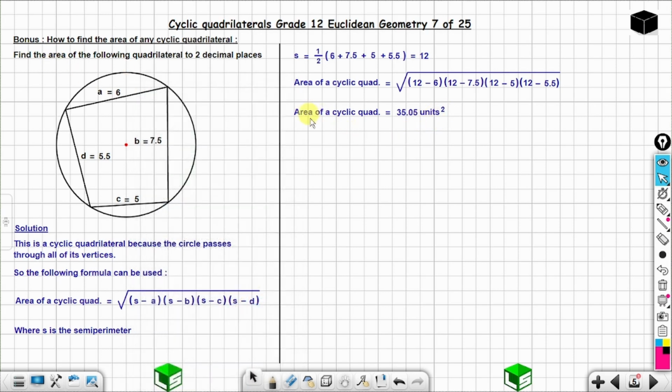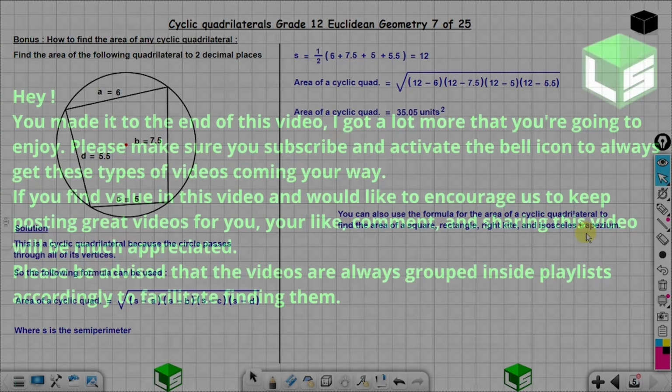So you can find the area of a cyclic quad using this formula. You can also use this formula to find the area of a square, rectangle, right kite, and isosceles trapezium, because these are cyclic quads. So we are done with 7 of 25.